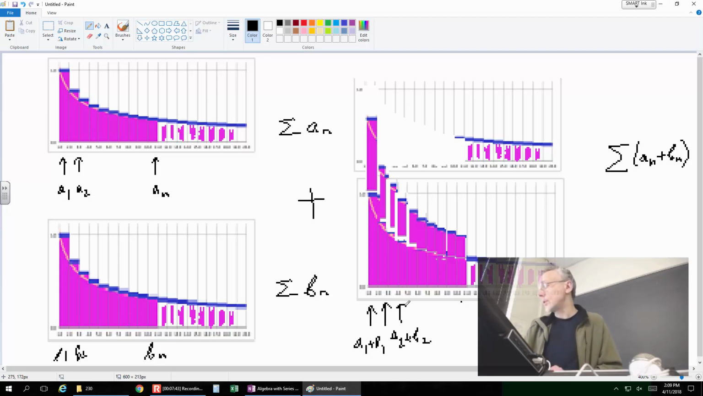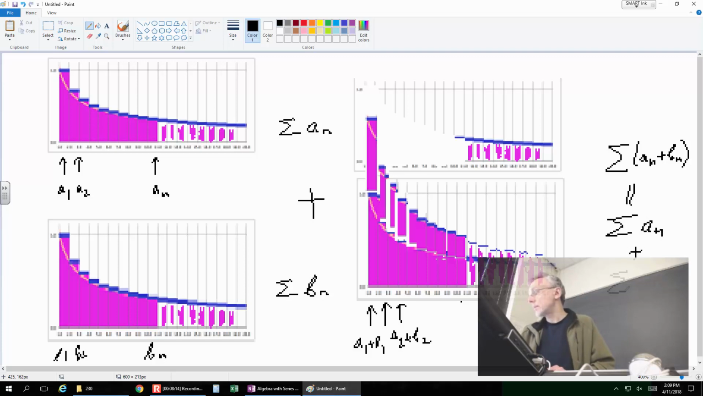That creates a new sequence, and then if you add it together, what happens to the areas? The total areas are also added together. Okay, so it continues on like this. So the new series looks like this. And what is that series equal to over here? It is equal to sum An plus sum Bn.